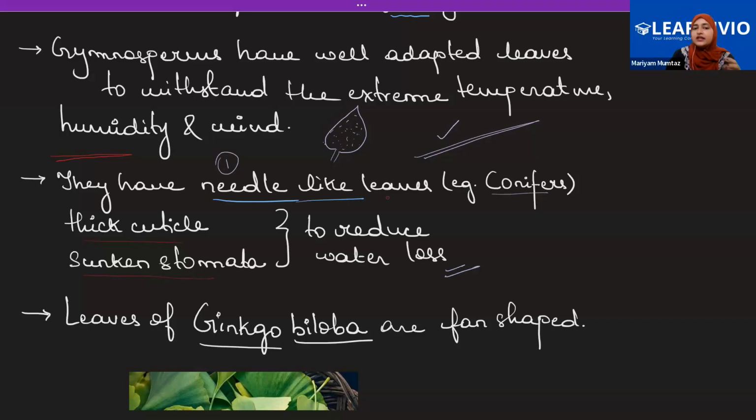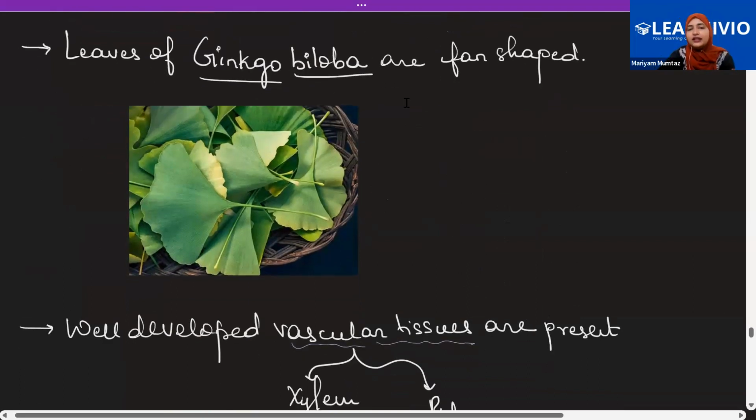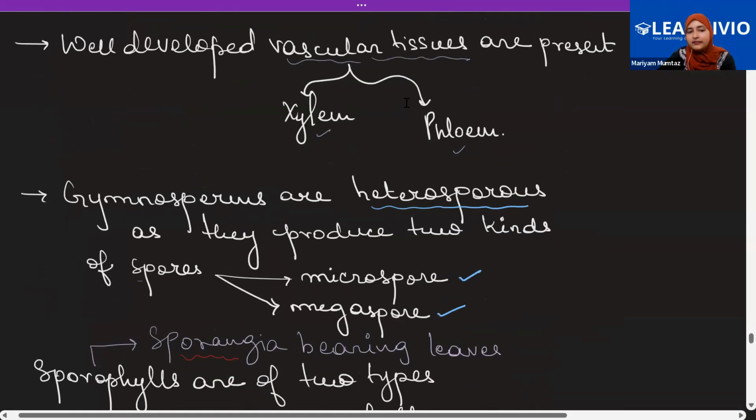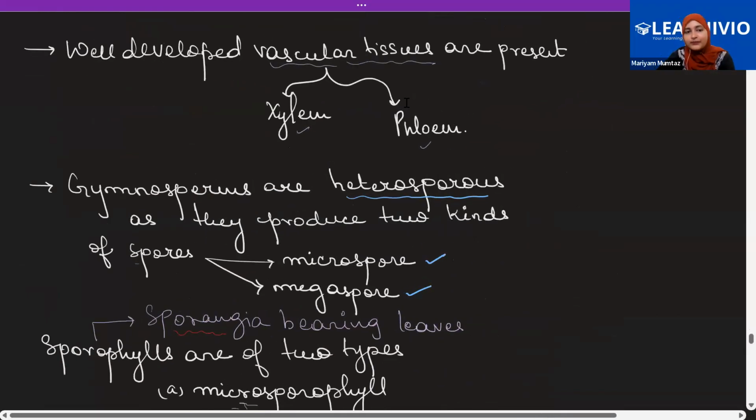So to reduce the water loss, they have all of these unique adaptations. Those gymnosperms that have needle-like leaves are the conifers. And one more modification, a unique feature, is that the Ginkgo biloba leaves are fan shaped. They sort of look like a fan. In them, vascular tissues, xylem and phloem, are present, right?